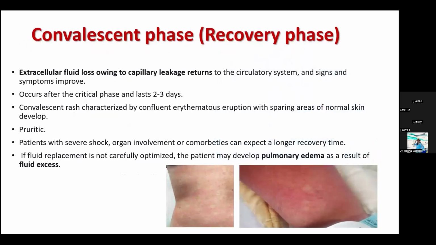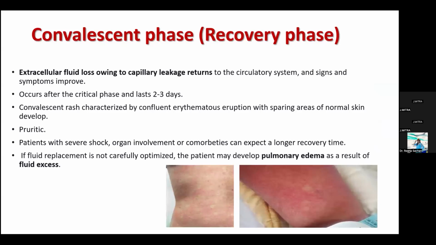The next phase is the phase of recovery, called the convalescent phase. Here, extracellular fluid losses owing to the capillary leakage return back to the circulatory system, and hence we start seeing that the signs and symptoms of the patient are improving. This phase occurs 2 to 3 days after the critical phase and lasts for about 2 to 3 days.